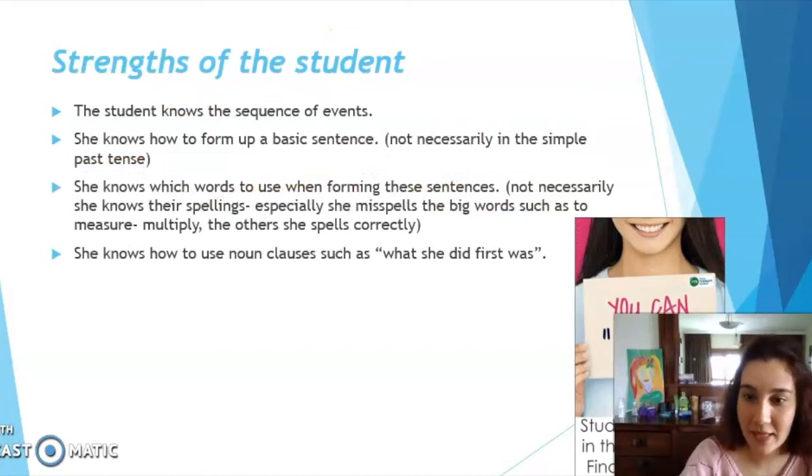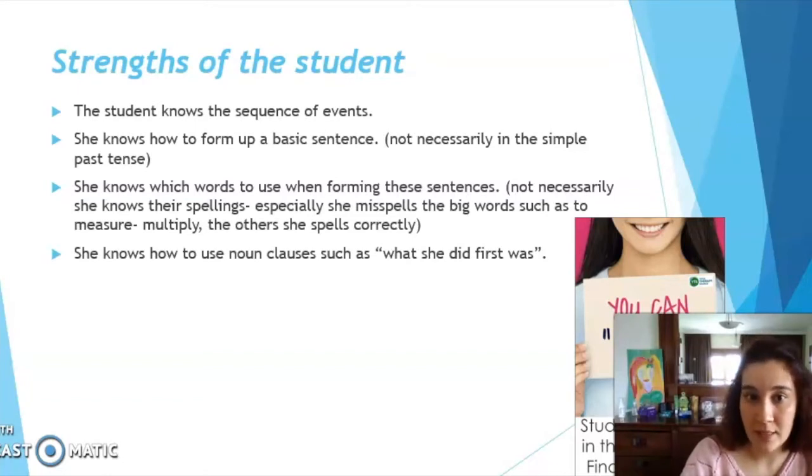So let's look at the strengths of Alicia. The first one is that the student knows the sequence of events. So we think that the sequence of events is clear, and she knows how to form a basic sentence.